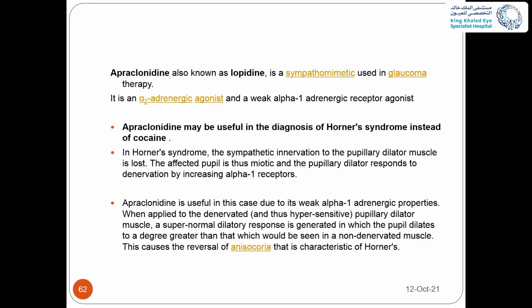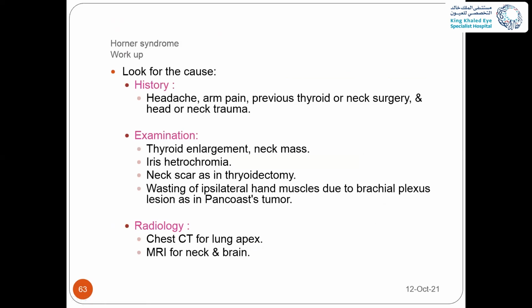And if these drops are not available, we have apraclonidine, which may be useful in Horner syndrome. Anyway, now with the imaging, sometimes we do quick imaging at the same time for head, neck, and chest.